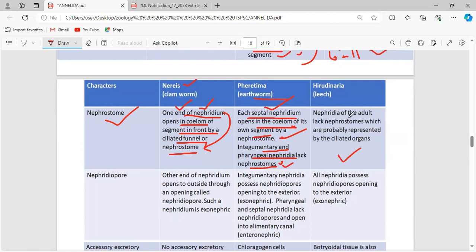In the leech, the nephridia of the adult lack nephrostomes, which are probably represented by ciliated organs. In the leech, the nephrostome is evolved as a ciliated organ. So the nephrostome structure is lacking in the leech.